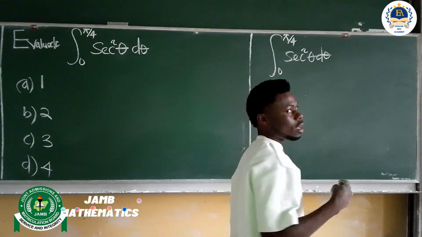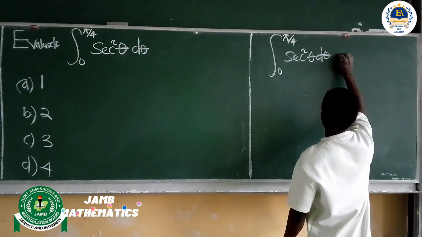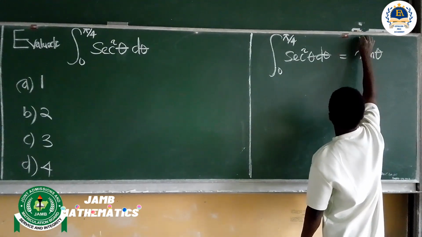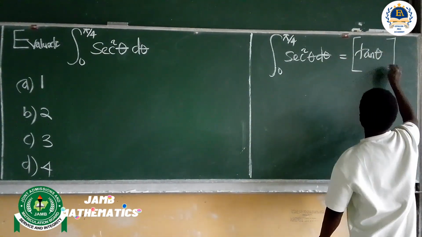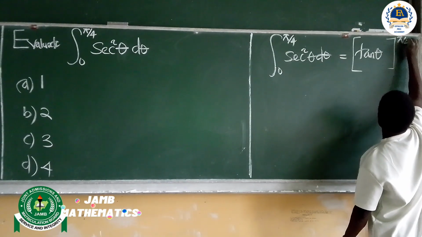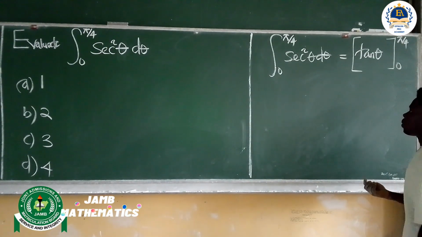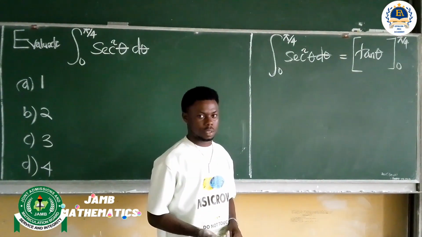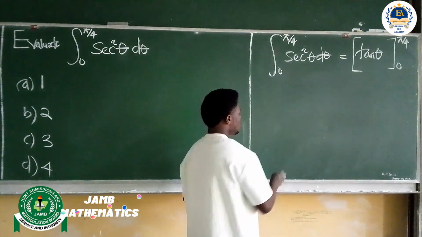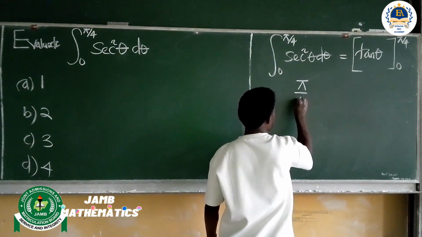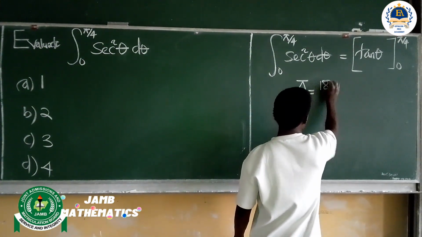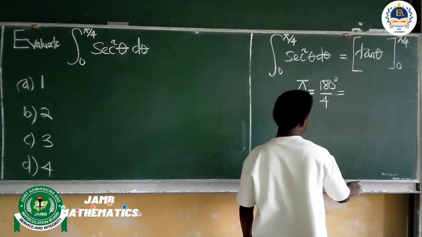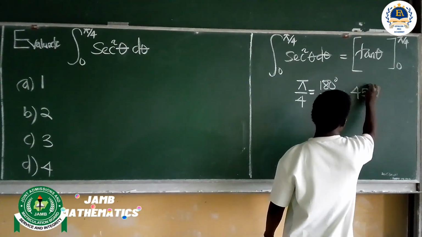To integrate sec square theta, we are going to obtain tan theta. Here the upper limit remains pi over 4 and the lower limit is 0. Now pi is in radians, which is equal to 180 degrees. That is to say, pi over 4 equals 180 degrees divided by 4, and 180 divided by 4 gives 45 degrees.